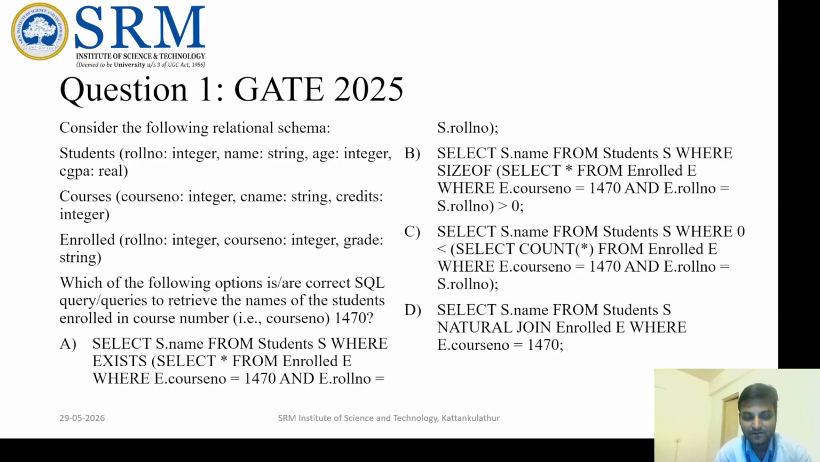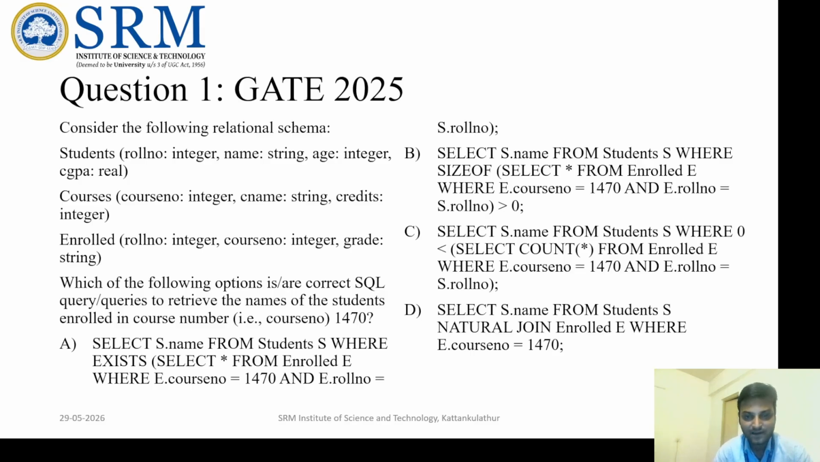That's it. So option A: select S.name from student S where exists (select star from enrolled E where E.course number equals 1470 and E.roll number equals S.roll number). First of all, we have to think that there is an inner query and an outer query, and these are joined by the function exists. And functions like exists and not exists are Boolean functions. They always return either true or false. Okay.